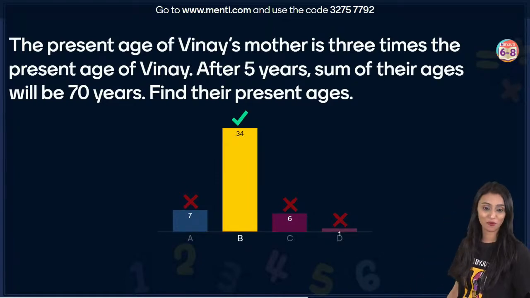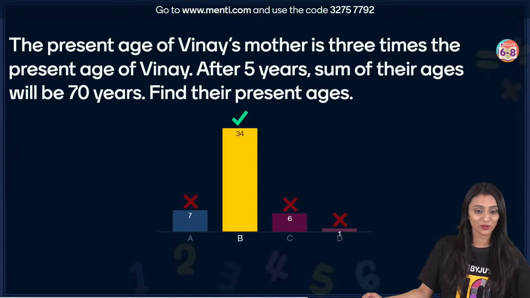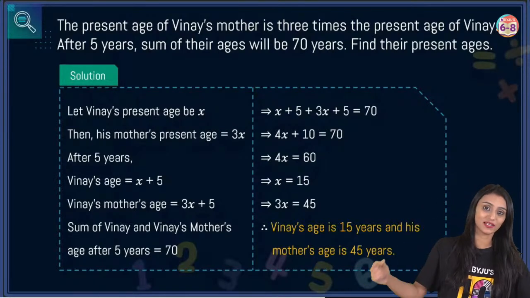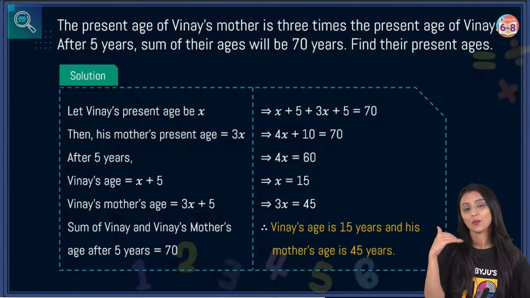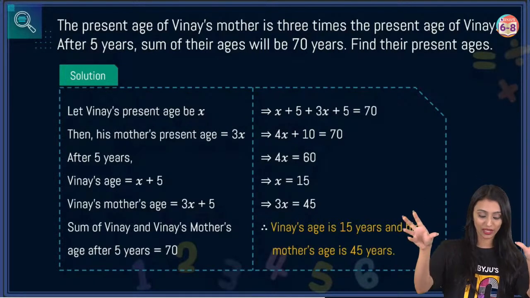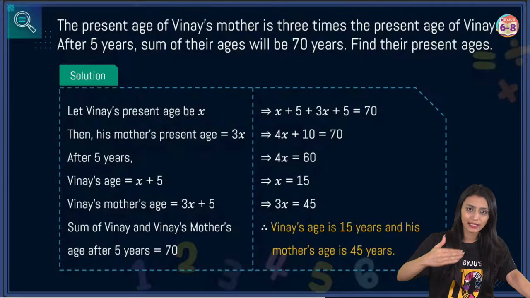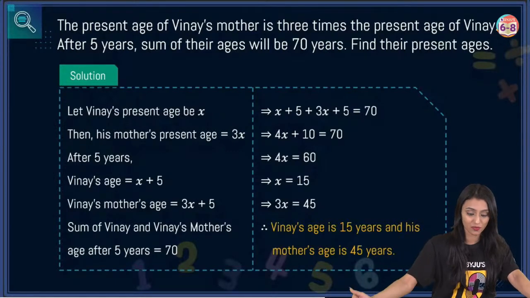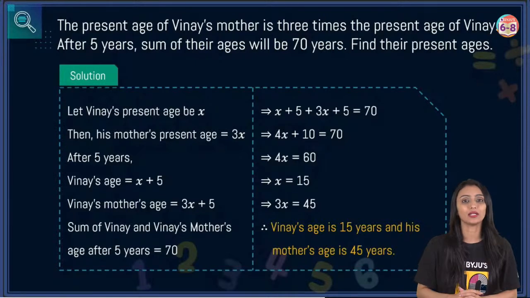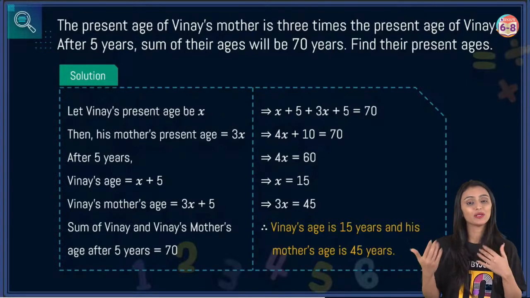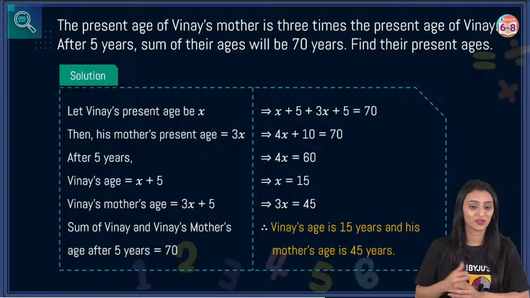So the right answer is 34. Is that correct? Palak, Mayank, who did this mentally? So here we don't know what Vinay's present age is. Let's say that is x. Vinay's mother is 3 times Vinay's present age. She's going to be 3x. After 5 years, we're going to add 5 to both of their ages. So Vinay's age is going to be x plus 5. Vinay's mother's age is going to be 3x plus 5. Obviously, their ages will increase by 5 years for both of them. Then the sum of their ages would be 70. Let's add them up. x plus 5 plus 3x plus 5, that's 70. On simplifying, you get 4x equals 60. x is 15, that's Vinay's age. Mother's age would be 3x, that's 3 times 15, that's 45 years.